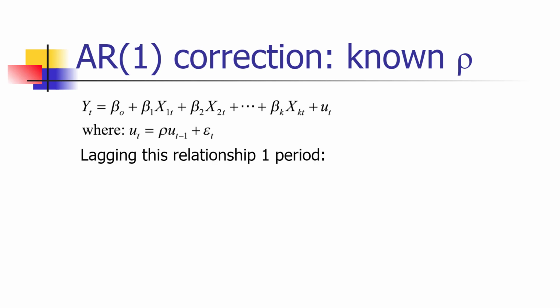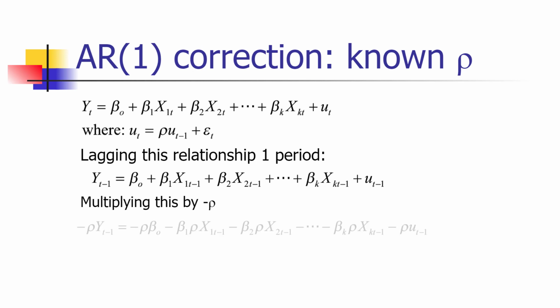If we lag that equation one period, we get this, where y in period t minus 1 is just a linear function of all the x's and the error term in period t minus 1. Now, let's take this equation and multiply both sides of this lagged relationship by negative rho. We end up with negative rho times y t minus 1 equals negative rho times the whole right-hand side of that equation. Let's take the first equation at the top of the screen and subtract minus rho y t minus 1 from this.